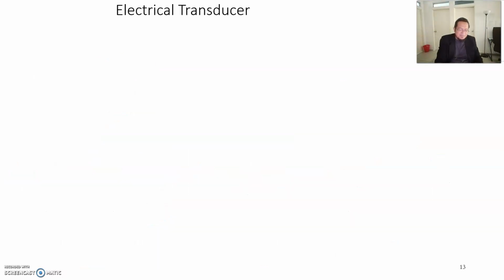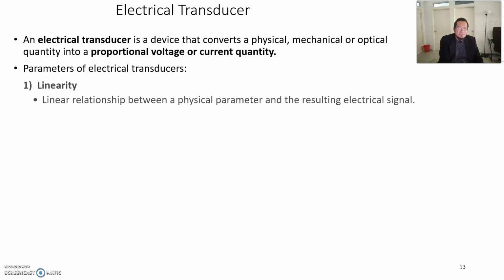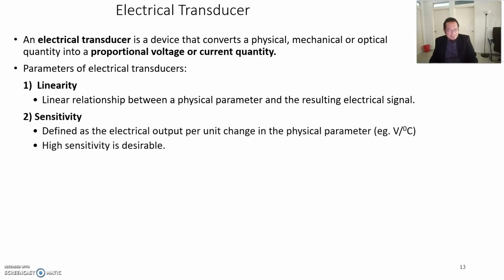So an electrical transducer is a device that converts a physical, mechanical or optical quantity into a proportional voltage or current quantity. We're going to talk a little bit about the parameters of an electrical transducer. For example, it has to have some linearity: when the input changes, the output also changes linearly. It also has to have a certain sensitivity. Higher sensitivity is much more desirable than lower sensitivity.